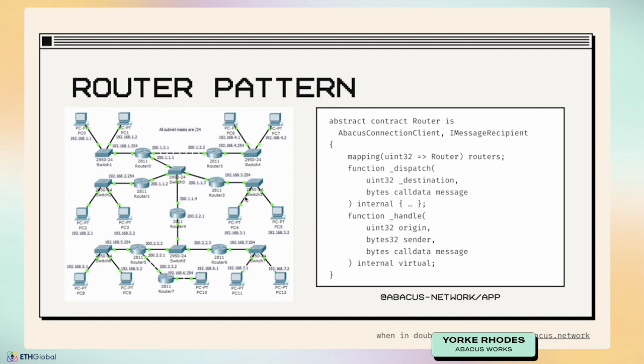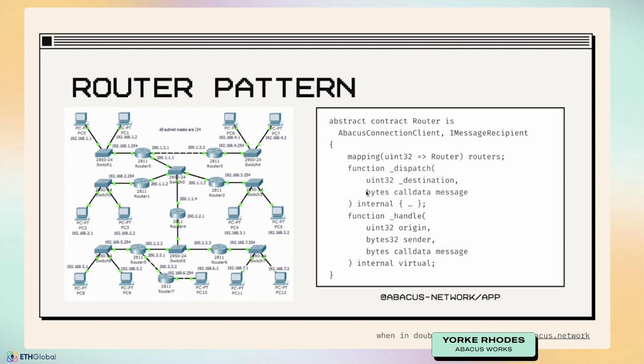And Abacus router smart contracts are not too dissimilar in that they're made aware of the network topology through a routing table, which is basically a set of addresses of instances of these router contracts that exist on other chains. So this pattern allows router contracts to send messages directly to each other without needing a specific address to be provided.